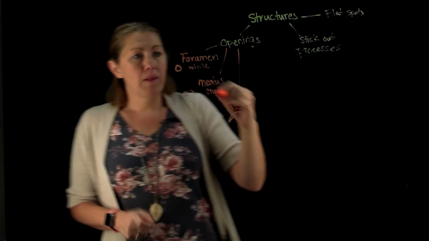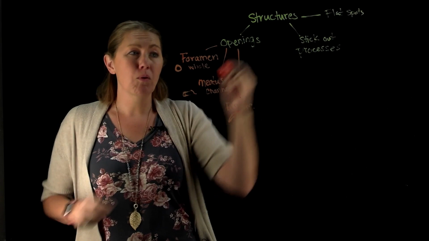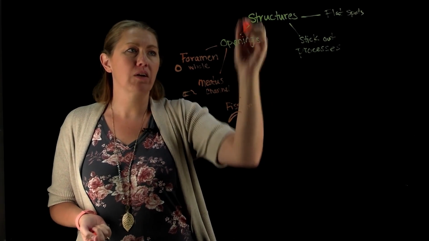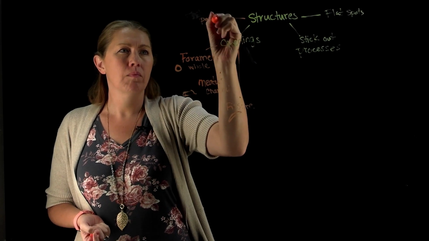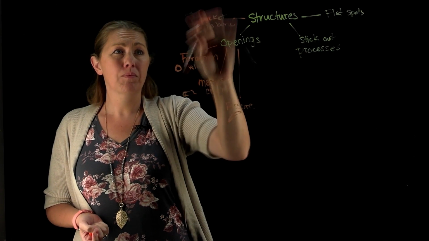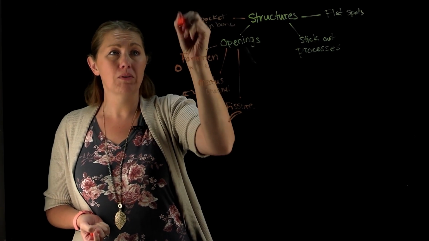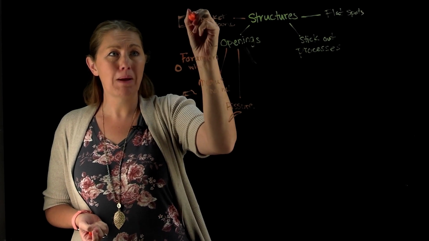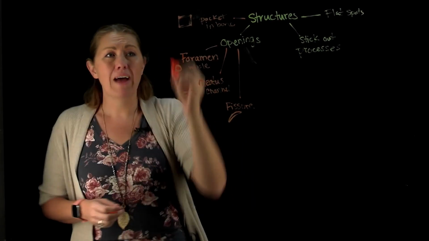Now, another one that's an opening but you can't see, so it's more like a hollow pocket, and I don't know if it actually belongs under openings. Let's put it over here. So hollow pocket. It's a pocket in bone, and you won't be able to see it. So it's going to be completely enclosed. I'm going to do this to show that it's inside, surrounded by bone on all sides. That's going to be called a sinus.